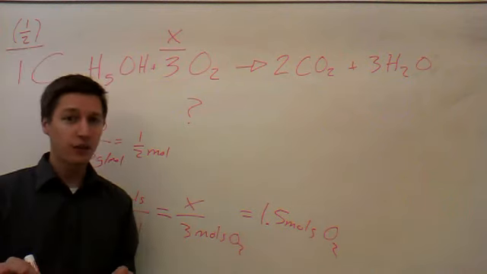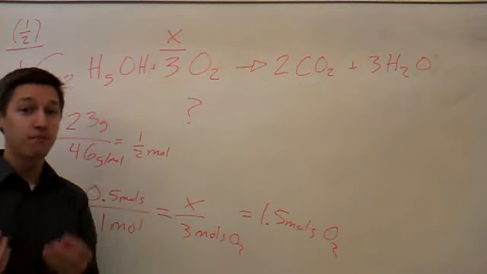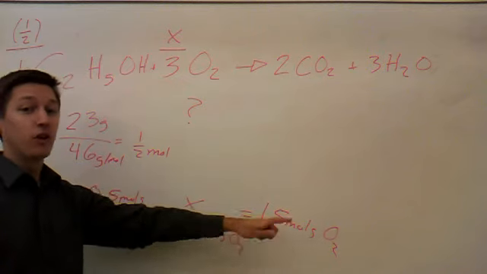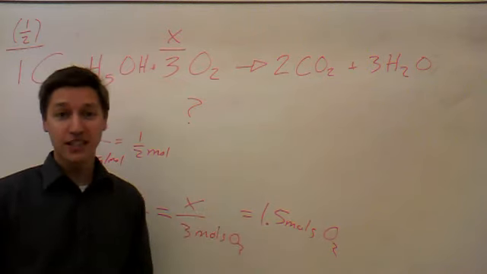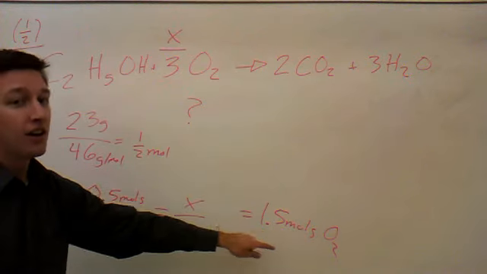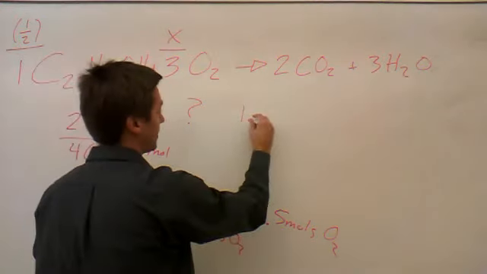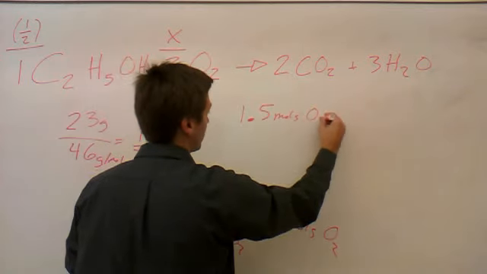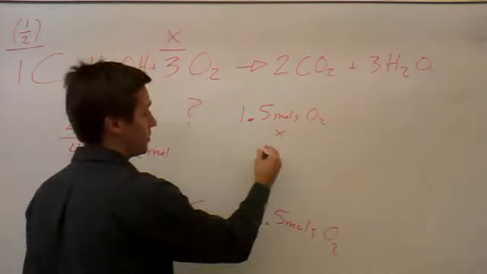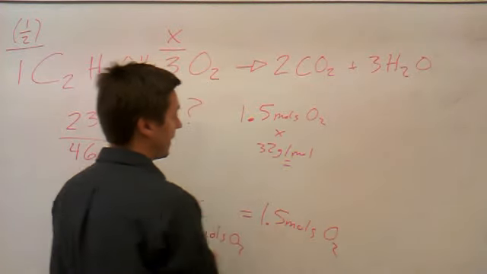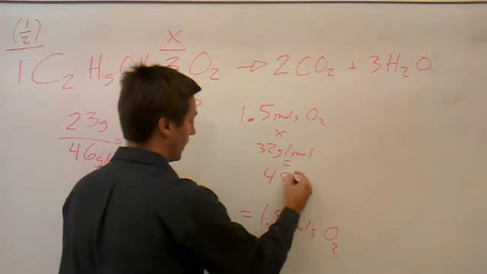Based off the question you might see in class, you might be asked how many moles or how many grams. If it said moles, you'd be done now. Well, let's go one step further. What if we wanted to know how much mass of oxygen we needed here? To turn this back into mass, you have to multiply by the molar mass. So, what's the mass of oxygen? It's 32. 1.5 moles of oxygen times the molar mass of oxygen, which is 32 grams per mole. And that gets you a final answer of 48 grams.